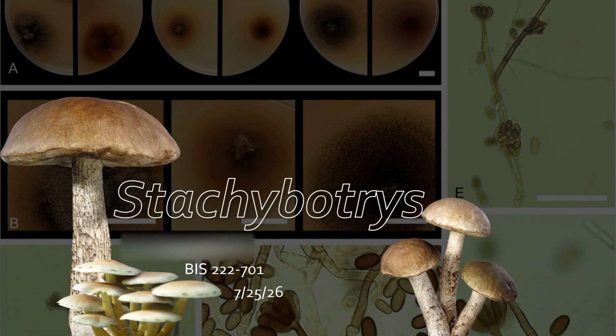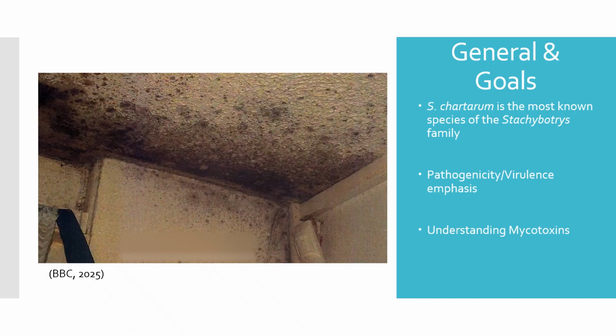We'll be talking about Stachybotrys. Before we get into too much depth, I just wanted to give a quick disclaimer: a majority of the information that I will be using throughout my slides is specifically for a species called S. chartarum. Today we will also be learning its virulence factors and exploring something called mycotoxins, which is one of the most interesting things about it, especially how these toxins contribute to disease, the effects that they have on human health, and ways to avoid them.